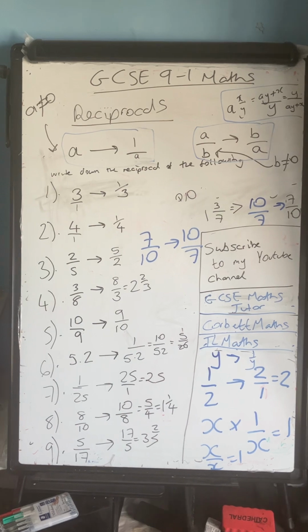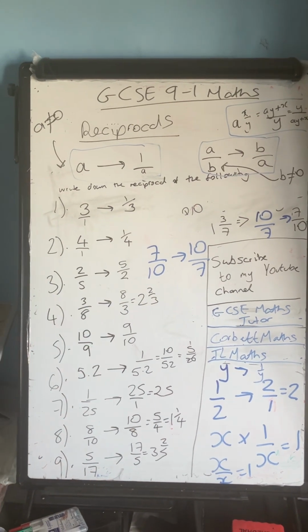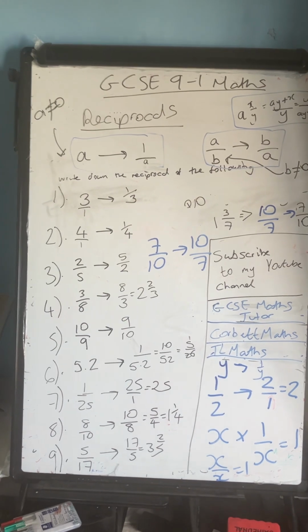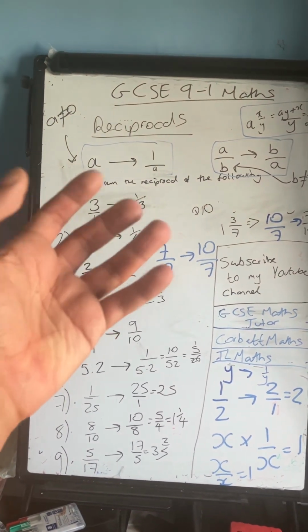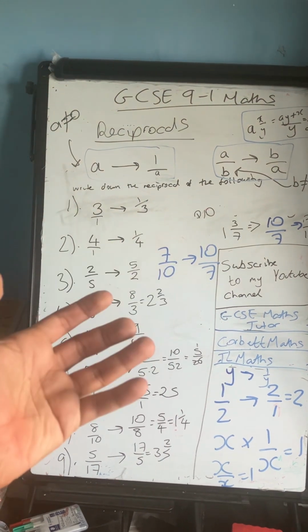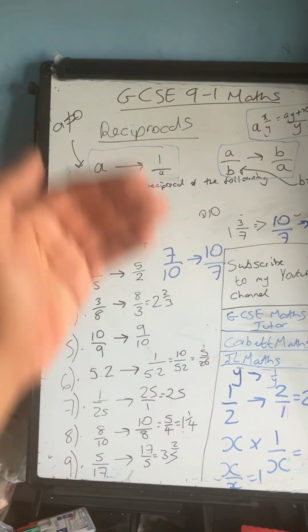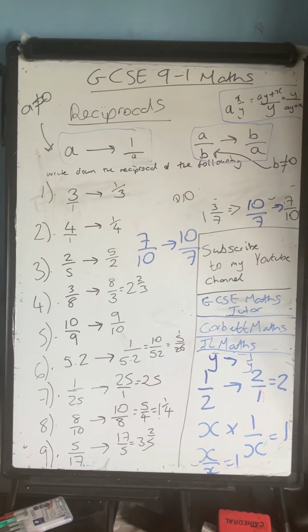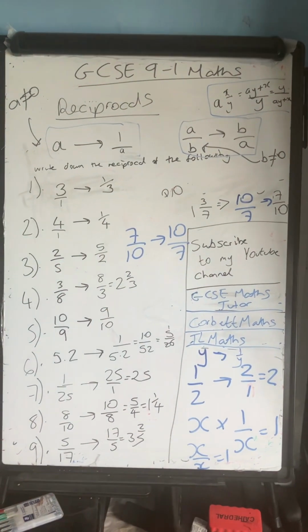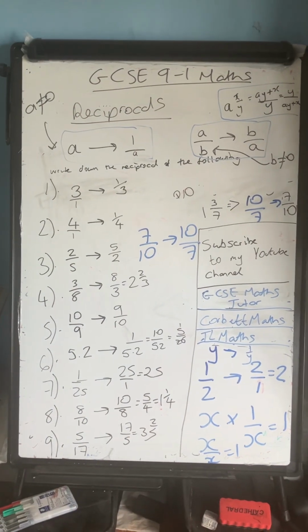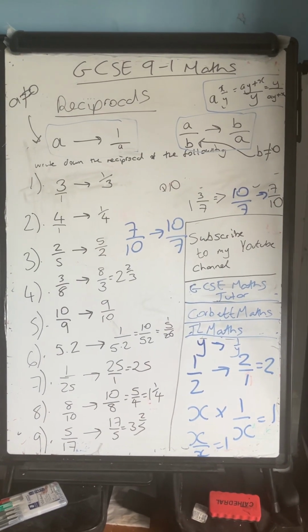So I've got questions 1 to 10 on the board here, and we're going to be looking at reciprocals. Reciprocals, in short, just means 1 over a number. So if you have a number n or a, let's say, it would just be 1 over n or 1 over a. Reciprocals are just a fancy word for saying 1 over a number. That's all it means, without complicating it or making it sound tricky.